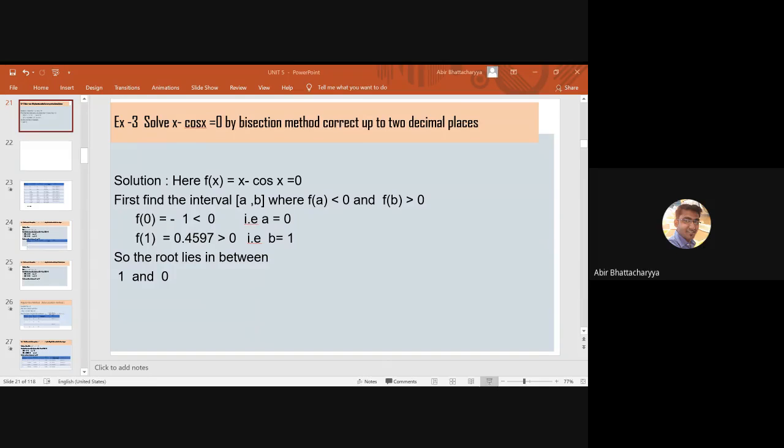So what we are asking is that you have to find the root of the specific function up to certain decimal places. Here I have mentioned that you have to solve up to 2 decimal places. Okay, so the techniques are the same. Start with f(x) equals x minus cos x equals 0.